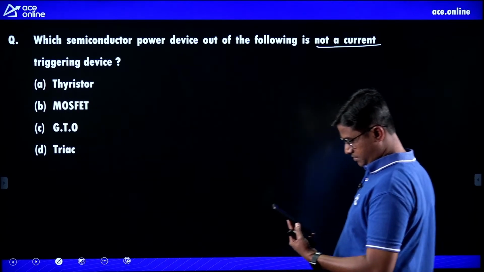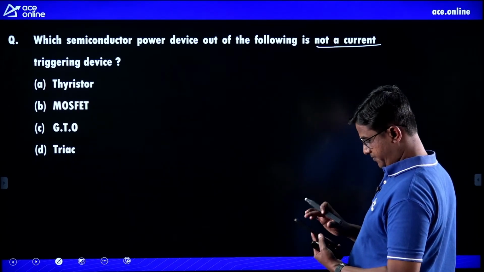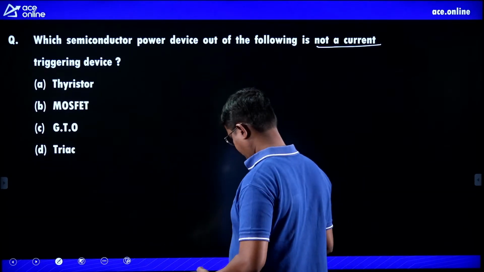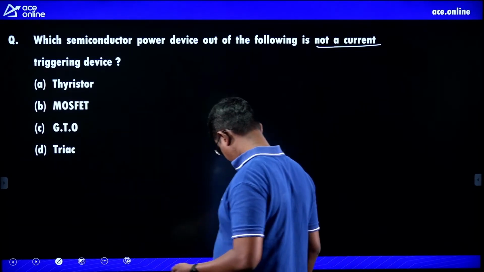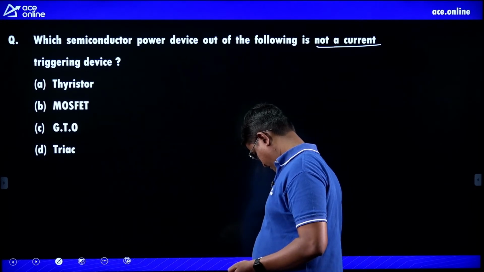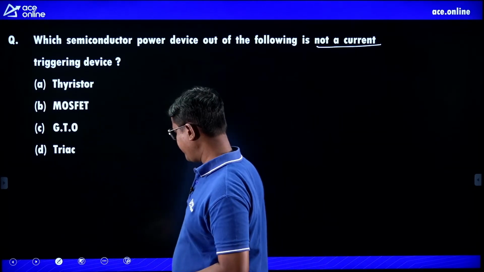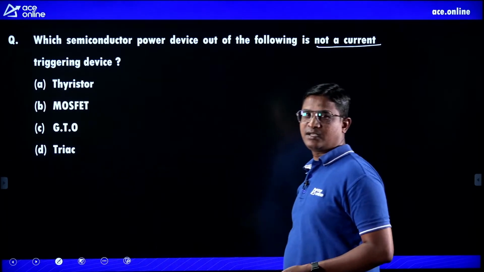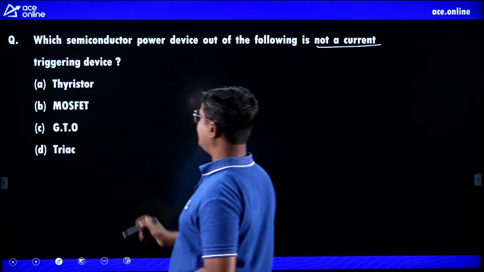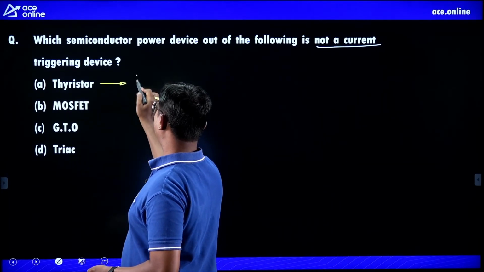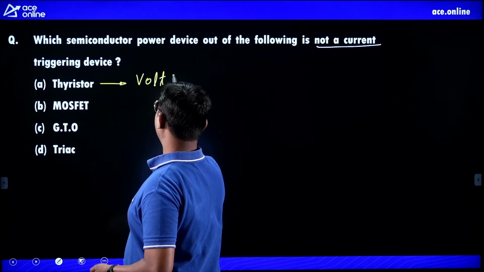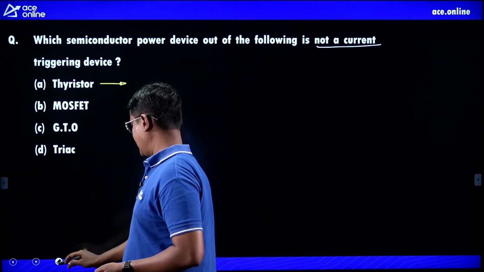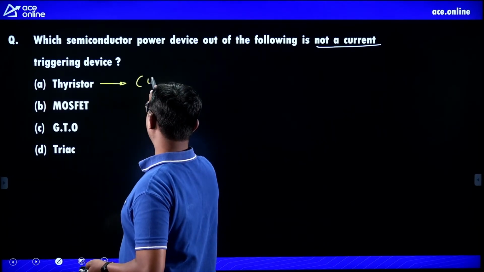Raja is saying B. What about others? Not current triggered. Tell me, thyristor. Thyristor means SCR. SCR is a current triggered, sorry, not a voltage, it is a current triggered. Current triggered, or you can say current controlled.